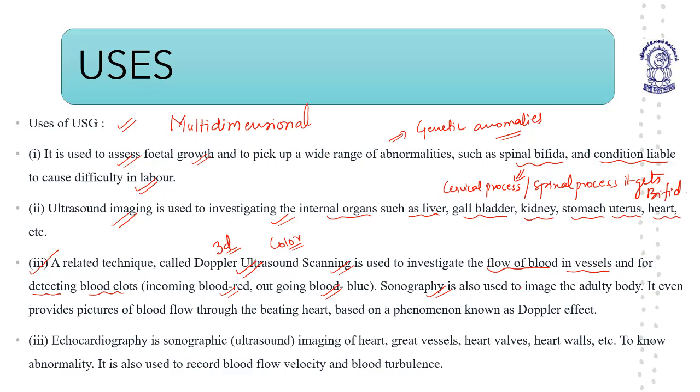Sonography is also used to image the adult body. It opens a broad spectrum to investigate the pictures of blood flow through the beating heart based on the phenomenon known as the Doppler effect. Okay, the Doppler effect is basically a term used in physics, related to the wave nature of sound.